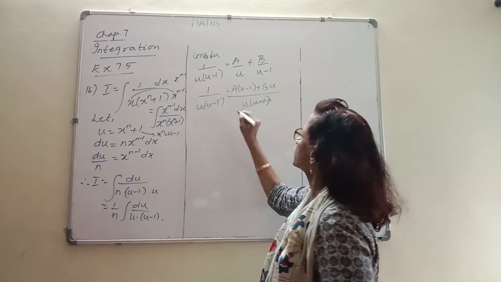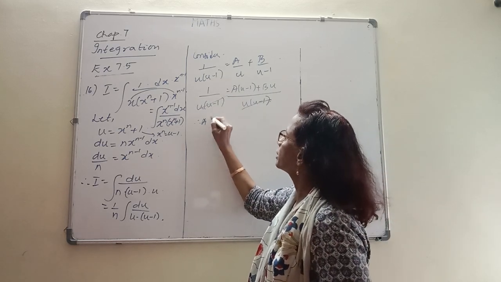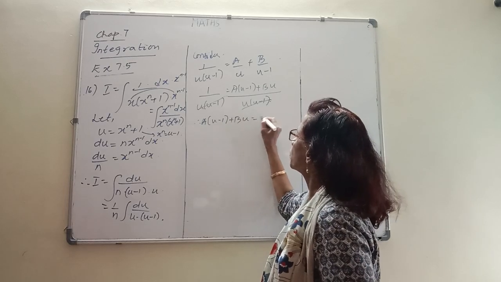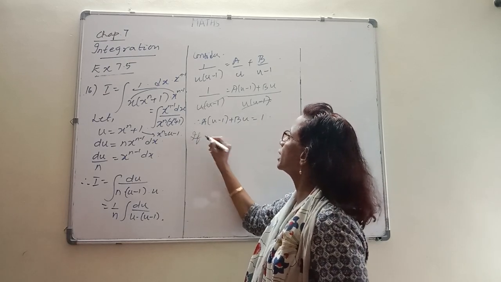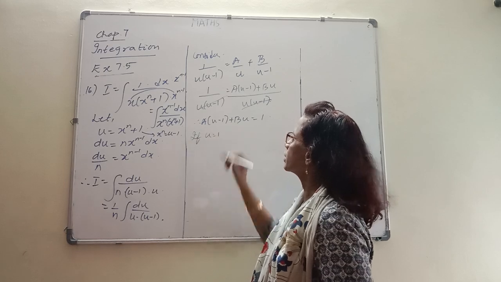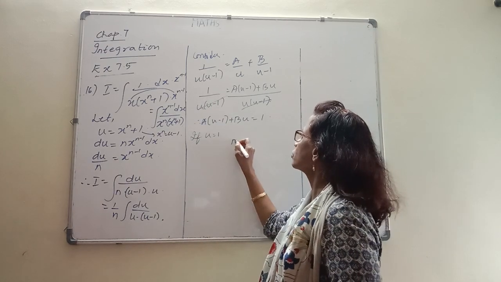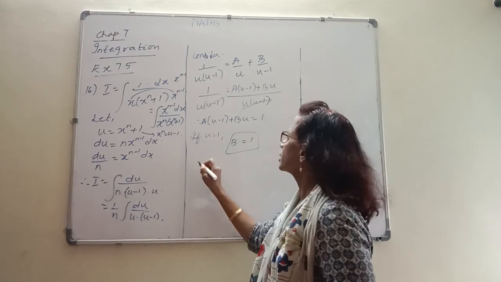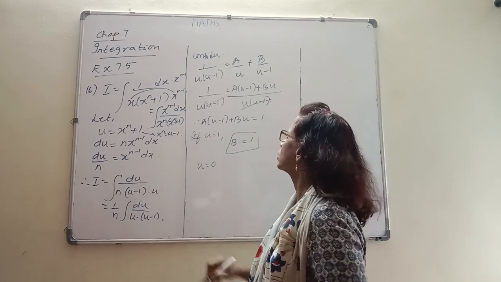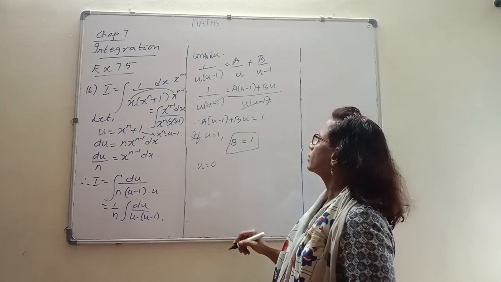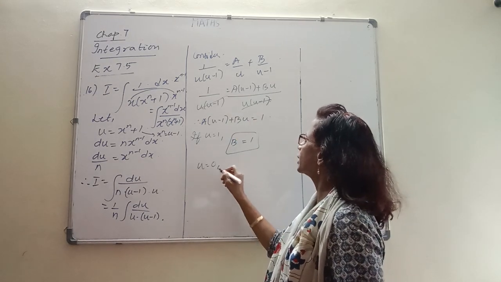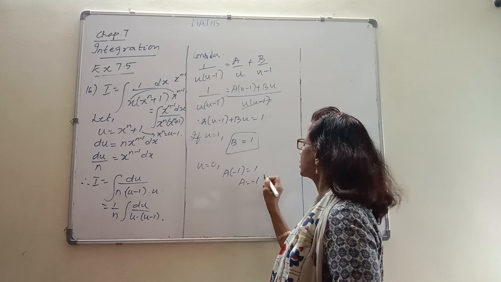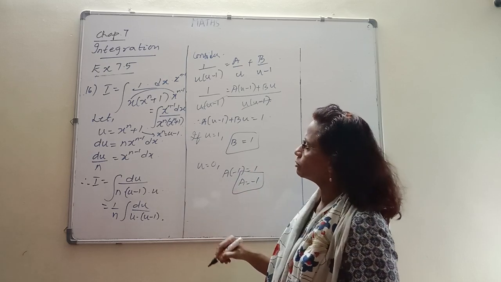u times u minus 1 from the denominator can cancel and we are left with A times u minus 1 plus B times u equal to 1. In order to get the A and B values, let's call u as 1. When u is 1, this is gone. So you will get B times 1 as 1. So B is done. Then you can call u as 0. If u is 0, then this is gone. So you will get A times negative 1 as 1, which means A is negative 1. So you've got now both A and B values.